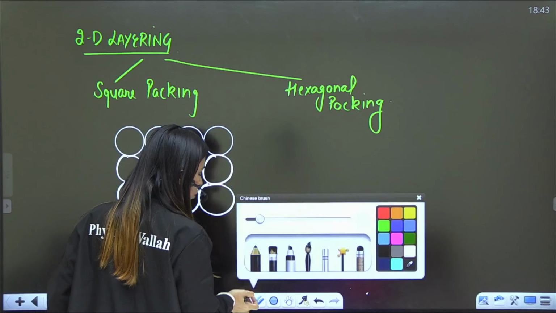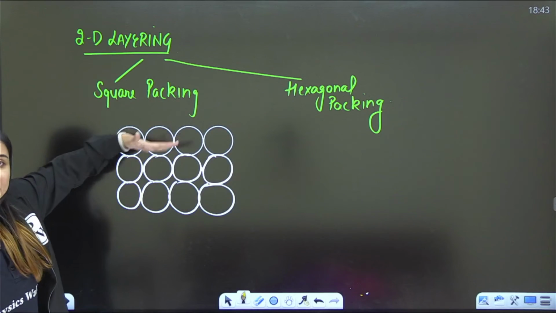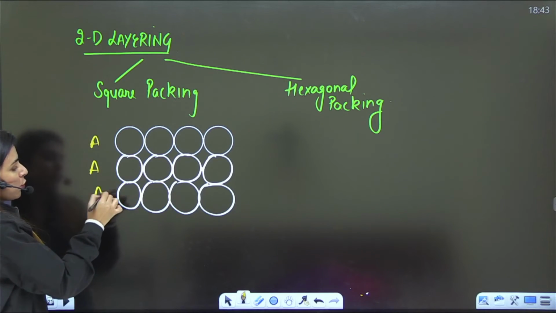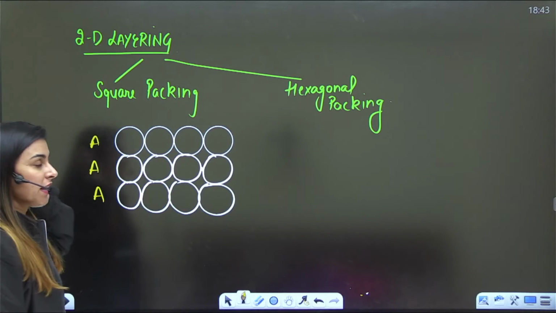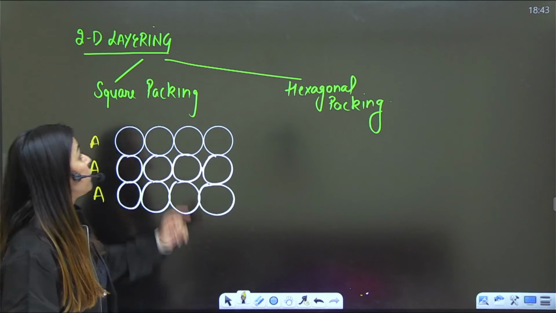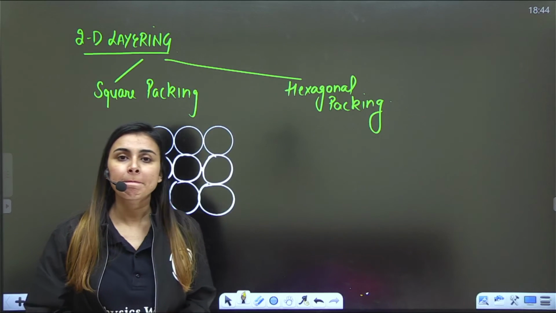So this is how your square packing looks. Okay, your square packing is one layer on the above, then. Let's say this is A type of layering. Okay, so this is your A type of layering, and this is known as your square packing. Okay, and we are talking about two dimensions.